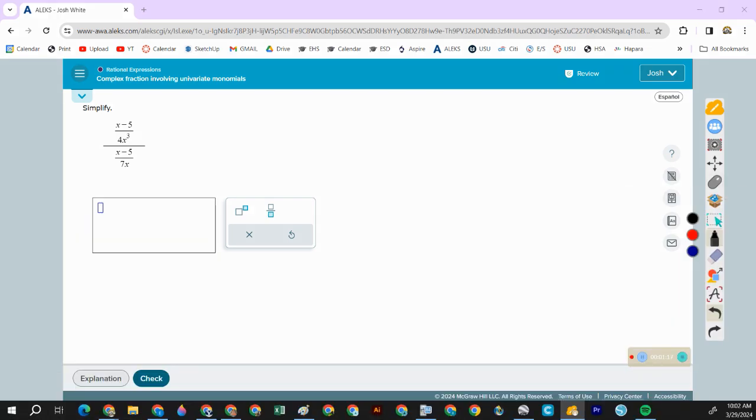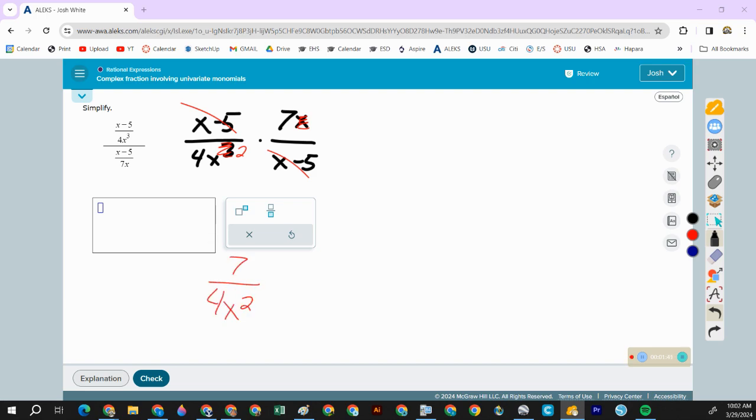All right, so this one, we leave the numerator, x minus 5 and 4x to the third, and we times it by the reciprocal of the denominator. So 7x over x minus 5. The x minus 5's cancel. This x gets rid of one of these x's. So I'm left with 7 over 4x squared.